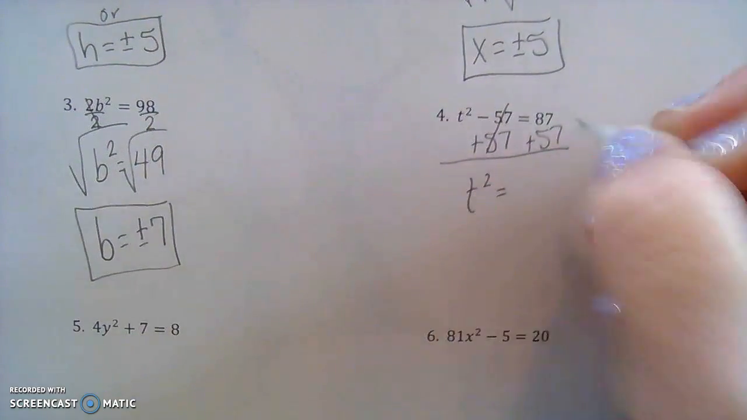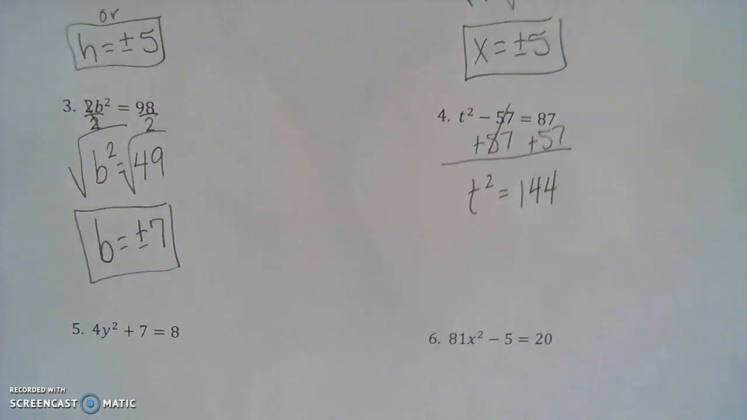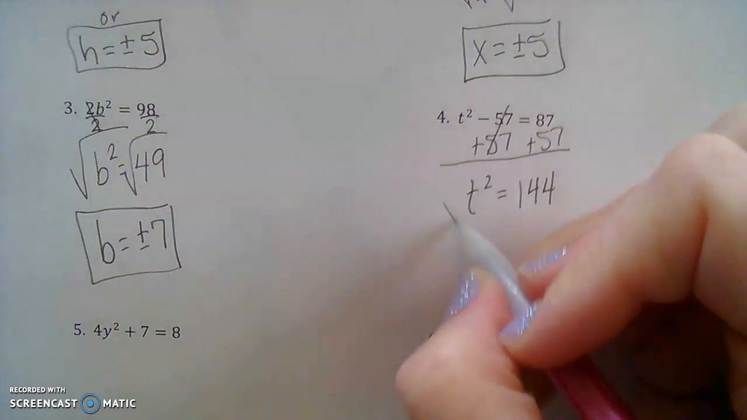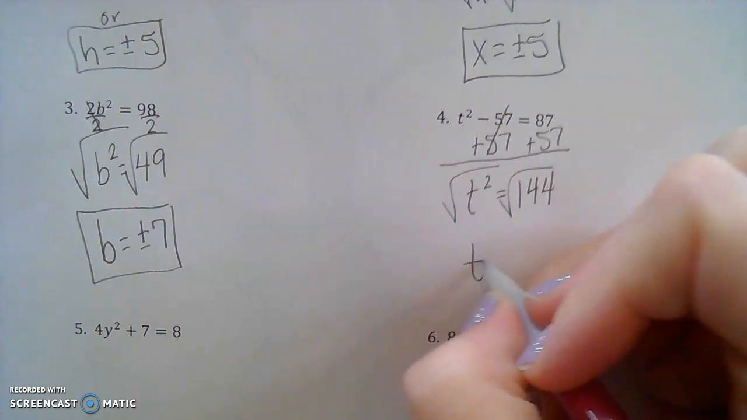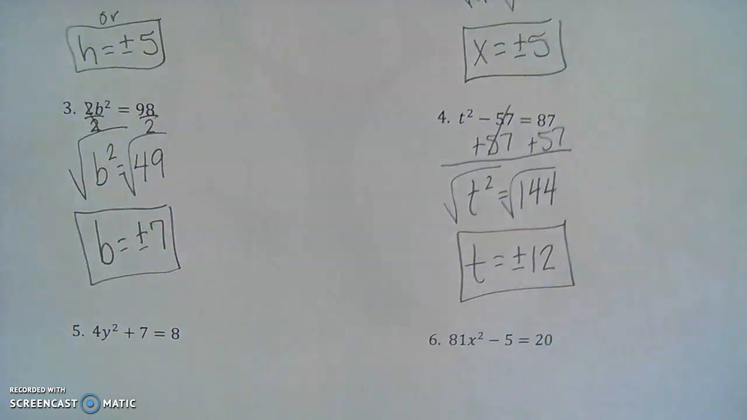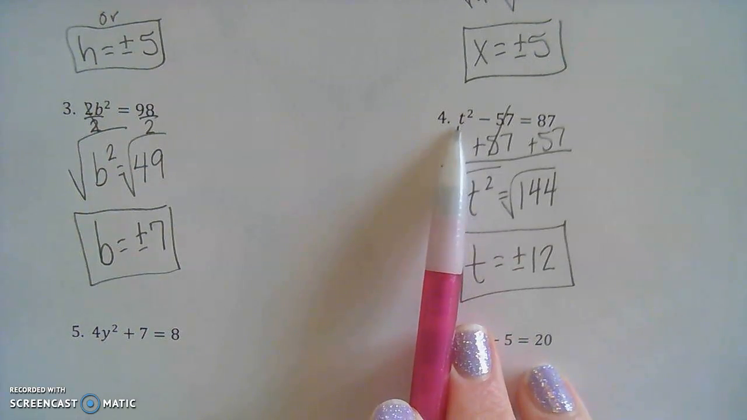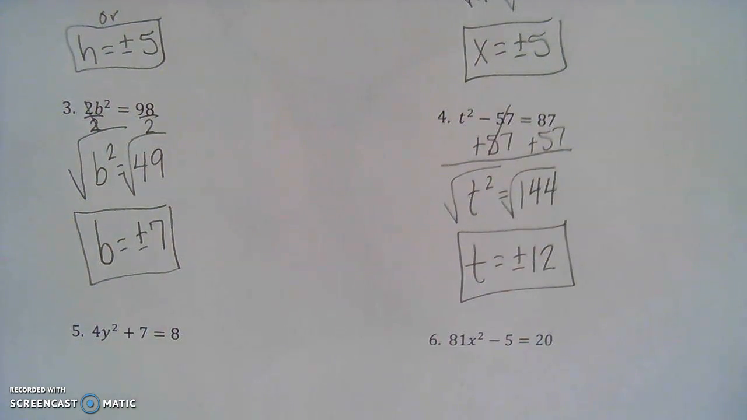T squared equals, that gives me 144. So again, you can use your square root button, or hopefully you have your perfect square sheet there. 144 is a perfect square. The square root of that is 12. So t equals plus and minus, positive and negative 12. Again, what you're finding is what can you plug in to make this true. You can plug 12 in, but you could also plug negative 12 in to make that equation true.